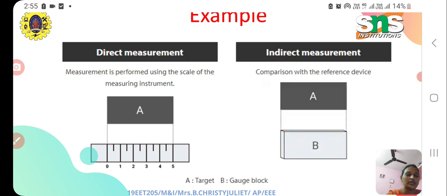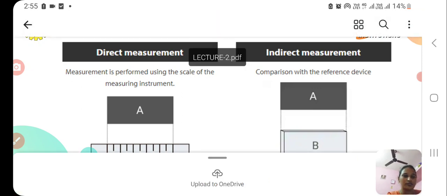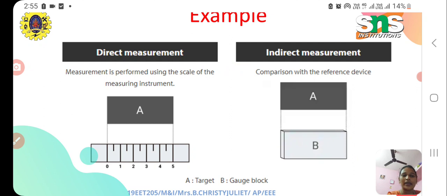Whereas in indirect measurement, I have a reference gauge, the block B, which has the same dimension and shape as A, and the parameters of B have already been compared against the standard and the values noted. To get the value for the target A, I compare it with the reference gauge B. So instead of comparing directly with the standard, I compare with a reference device and extract the measurements, which is the example of indirect measurement.